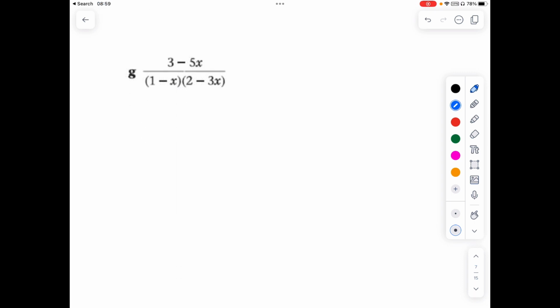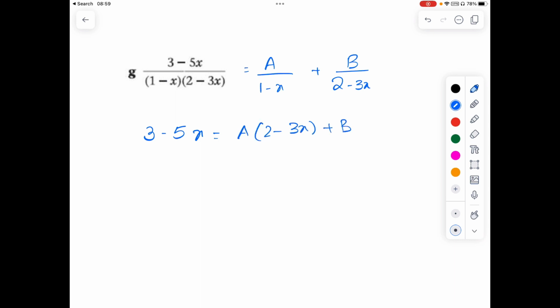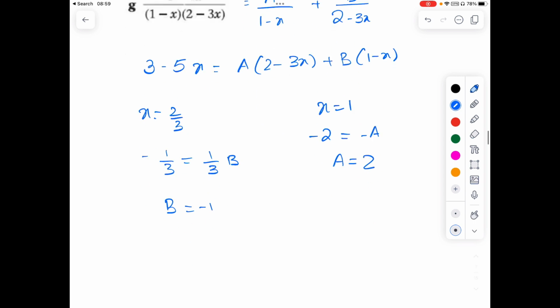Next part G, A upon 1 minus x plus B upon 2 minus 3x. So it becomes 3 minus 5x equals A times (2 minus 3x) plus B times (1 minus x). So plug in x is 2 upon 3. So negative 1 upon 3 equals 1 upon 3 B. So B equals negative 1. Plug in x equals 1. Negative 2 equals negative A. So A equals 2.